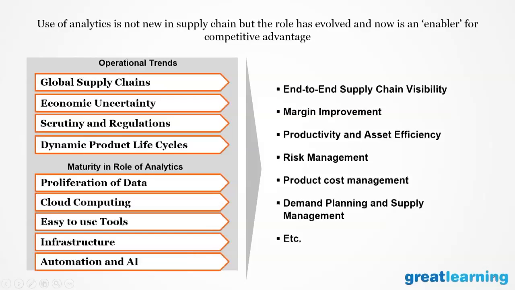Sorry about that. So one is, of course, end-to-end supply chain visibility. Then second is margin improvements, or how you can model your supply chain cost across the value chain and figure out areas of opportunity where cost could be cut and margins can be improved. Better efficiency in terms of assets and productivity, managing your risk, and then getting the overall picture on the product costing, and finally demand planning and supply planning management, which is basically forecasting. So these are some elements where analytics is being used.